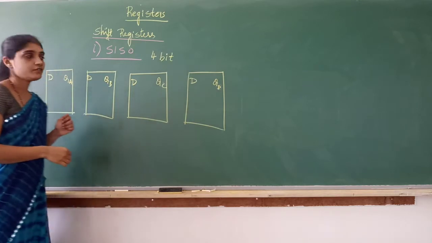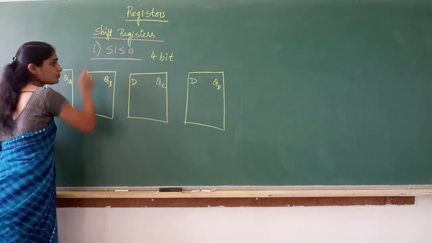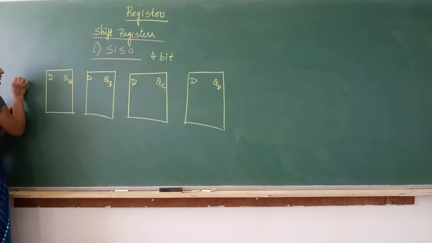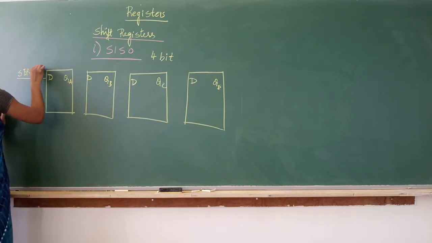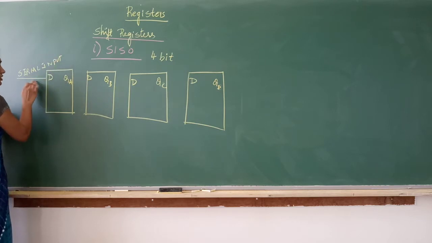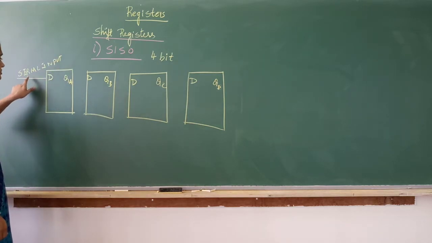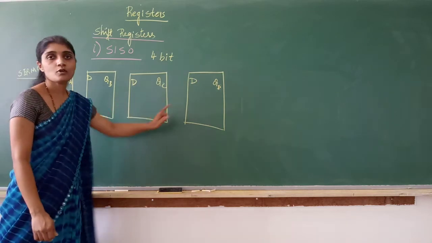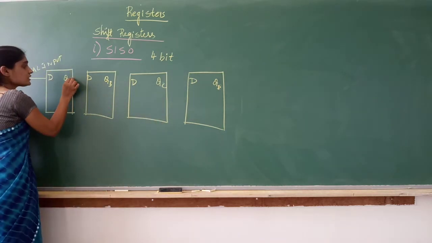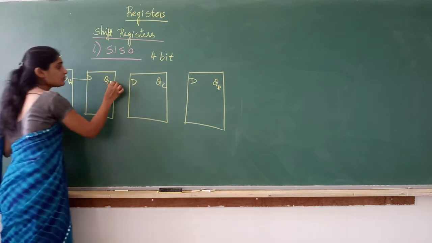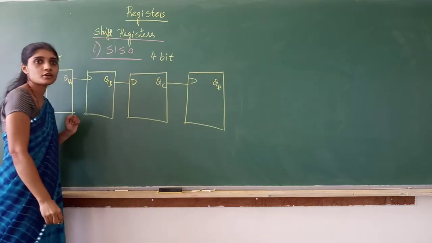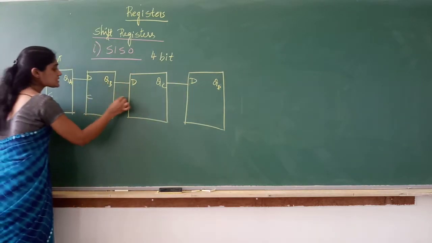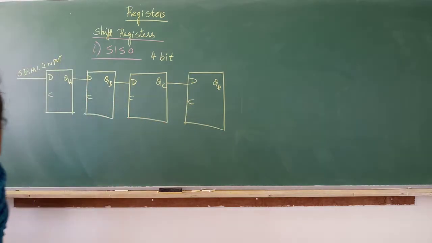So 4 D flip-flops, and now the serial input. The first D flip-flop is used to give the inputs. Serial input, okay. So this is going to be the input. Bit by bit I am trying to store the information in these 4 flip-flops in this register, and QA will be the input for the next D flip-flop, QB the input for the next, QC the input for the next, and of course we will have a clock pulse for all the D flip-flops.